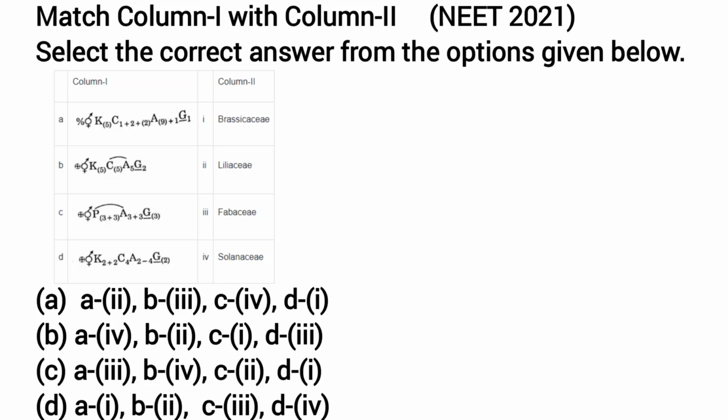In column 1, floral formula is given, and in column 2, different families are given. To answer this question, you should have knowledge of the floral formulas of different families, given in the last pages of this chapter. The floral formula of A matches with Fabaceae, and B is the floral formula of Solanaceae. C is the floral formula of Liliaceae, and D is of Brassicaceae. So the answer for this question is option C.